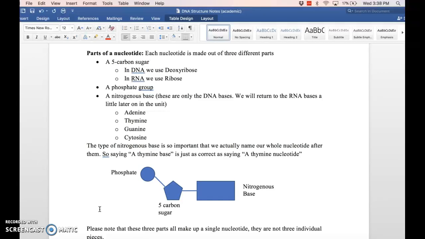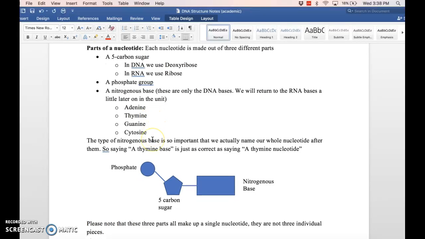On the other hand, the nitrogenous bases are extremely important. The 4 nitrogenous bases are adenine, thymine, guanine, and cytosine. Make sure you can say all of those because you're going to be repeating them out loud in class a lot. So these are only the DNA bases. When we start talking about RNA a little bit later on, that does become different, but for right now, DNA bases: adenine, thymine, guanine, and cytosine.